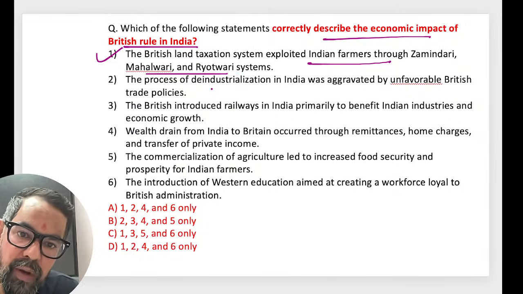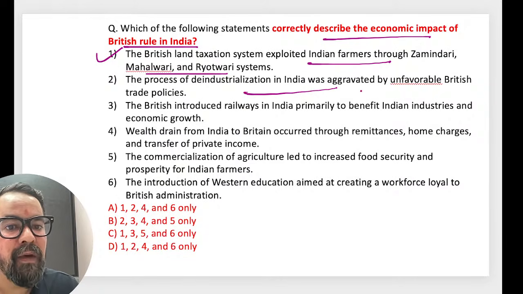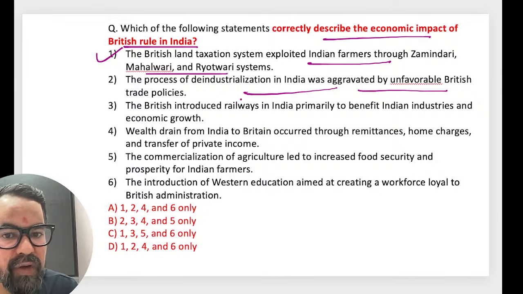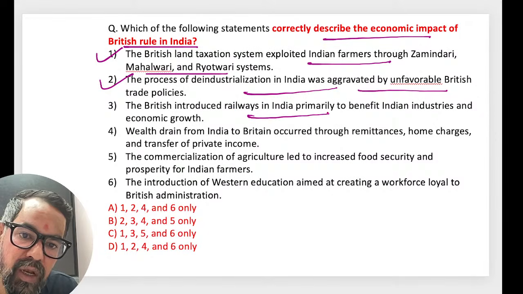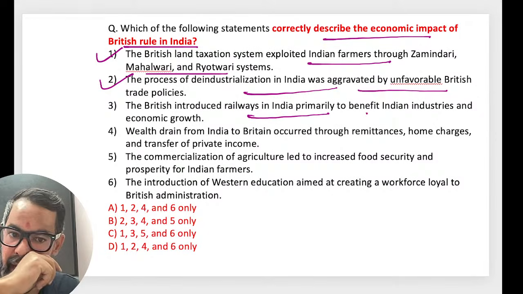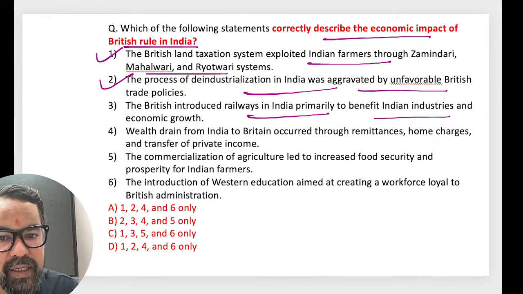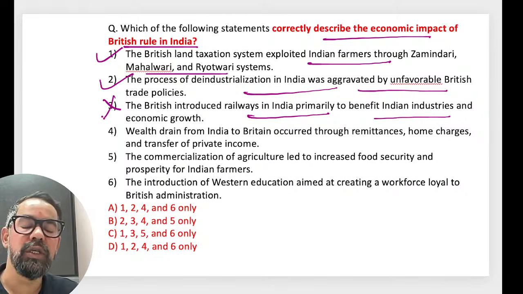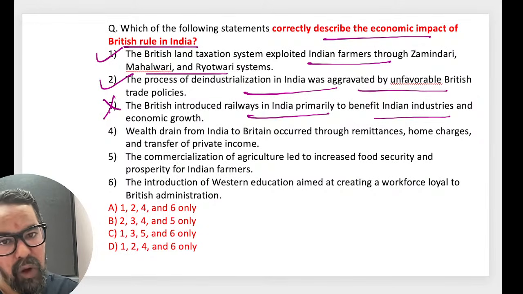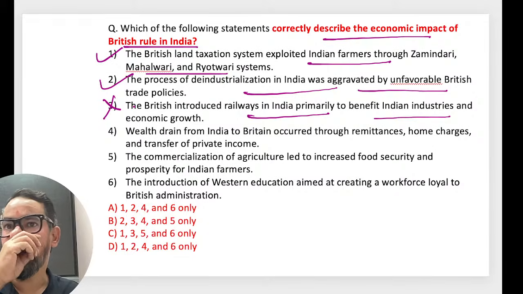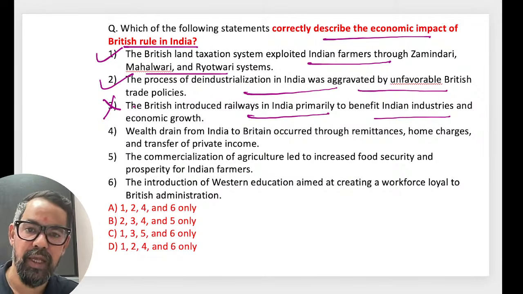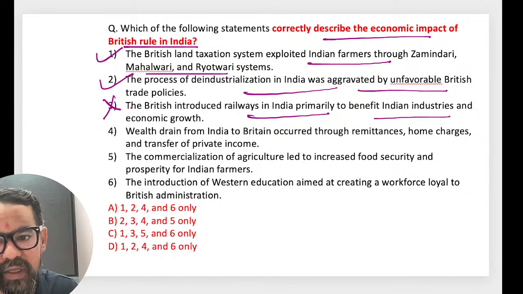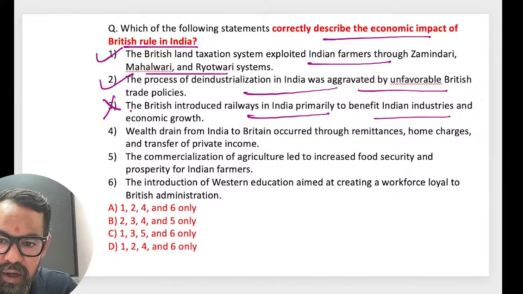The process of deindustrialization in India was aggravated by the unfavorable British trade policies also. This is also correct here. Third, the British introduced railways in India primarily to benefit Indian industries and economic growth. Their idea was कि they were doing raw material exploitation. ठीक है, तो उनको let's say that raw material belongs to Himachal or others, so how we can shift that particular one from Himachal to Kolkata, so that we can process it, or we can send it to Europe, in their countries and all.